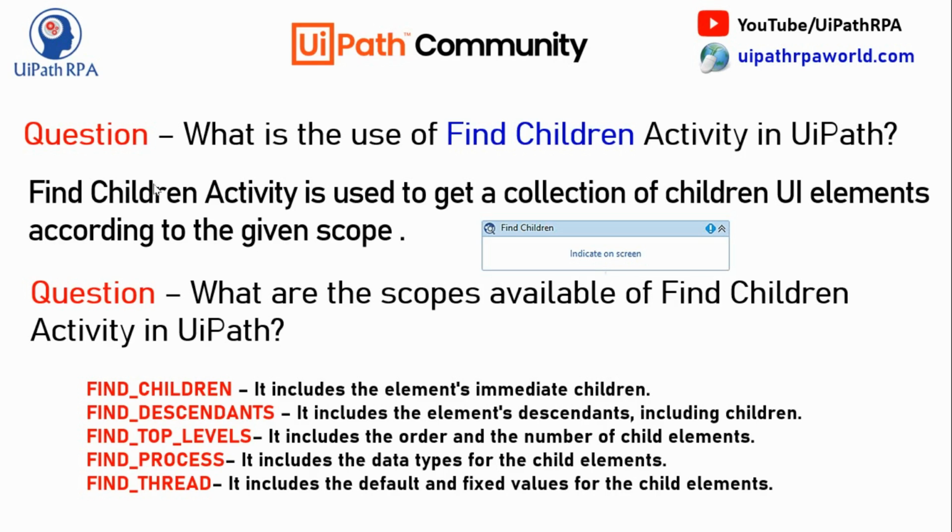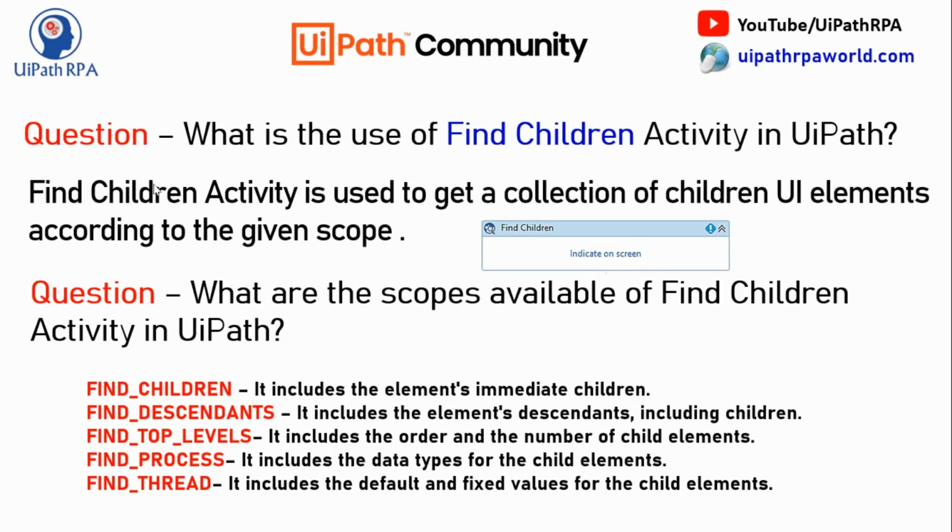Find Process, so it includes the data type for the child elements. Find Thread, so it includes the default and fixed values for the child elements, right? So basically these are the scopes available in Find Children. Now I'm going to show you how to use these scopes in Find Children activity. I'm going to show you practically.